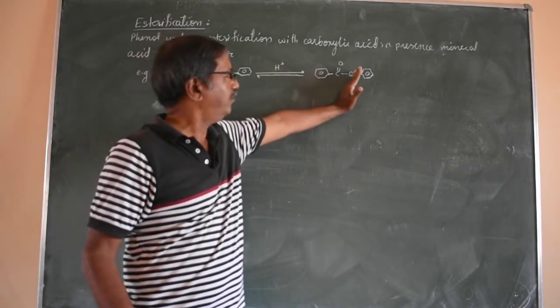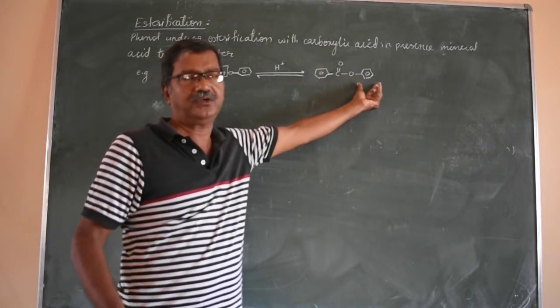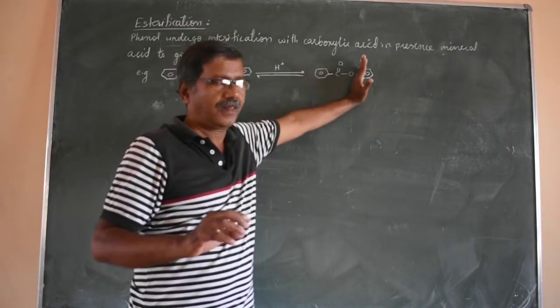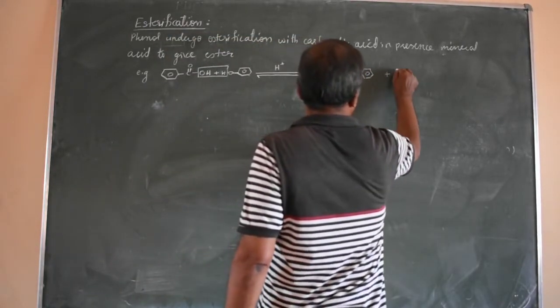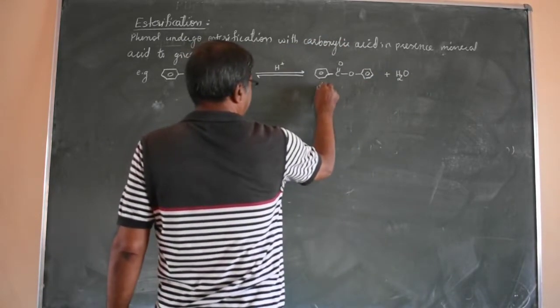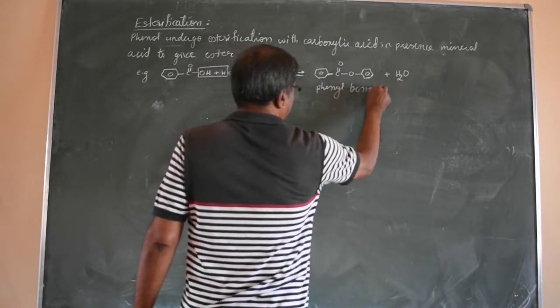First you have to name the group attached to the oxygen of ester, not this group. This group you have to name. Which one? The group attached to oxygen. So it is phenyl benzoate. Plus one more product is H2O. Phenyl benzoate.